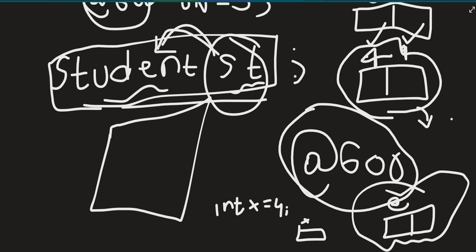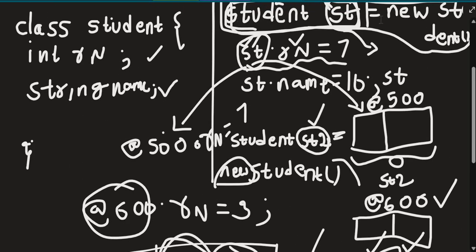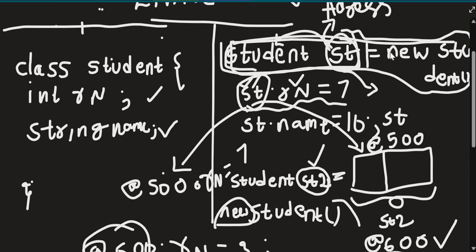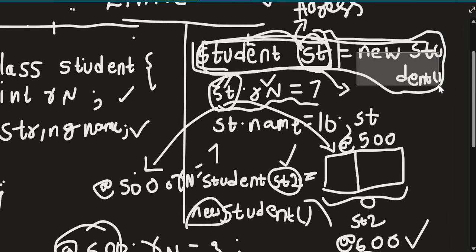This is the most important. This is the concept I want to tell. Without this also there is no syntax error. This indicates address, this indicates address, and this indicates creating a new memory. While we are initializing any object, we want the address. Only through the address can we initialize the object. See, st is 6 and st2 is 5. Internally it happens at the rate of 500 dot roll number is equal to 7. Internally it will happen.